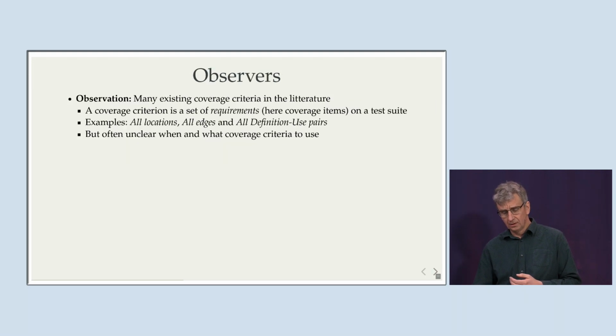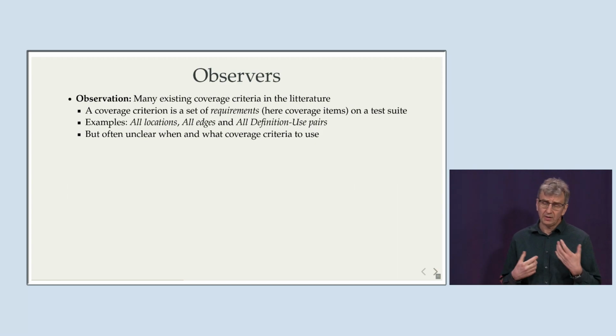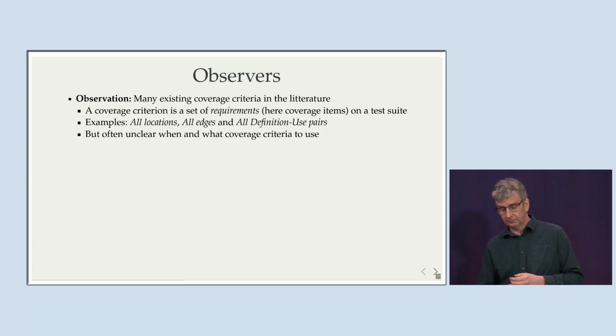Well, I think one way to approach this is to introduce some flexibility, and that's where the observers come in. One observation is that there exist a lot of coverage criteria in the literature, and a coverage criterion could be like all locations or all edges or all definition use pairs that you can find during the executions. So all locations means that in the state machine I showed you earlier, all those rings get covered by at least one test case.